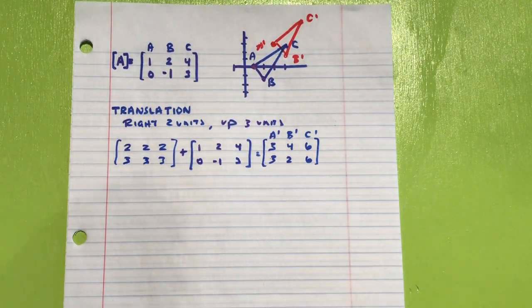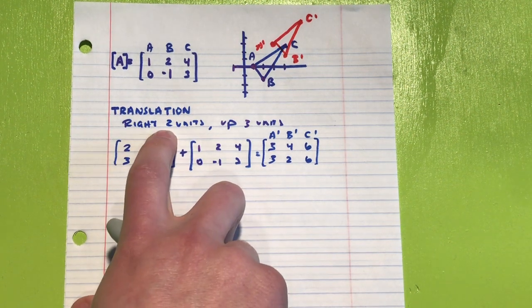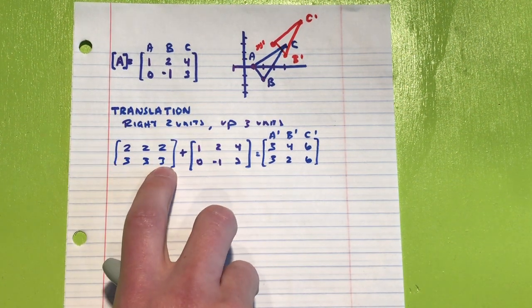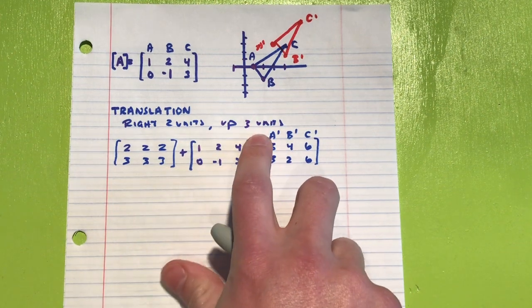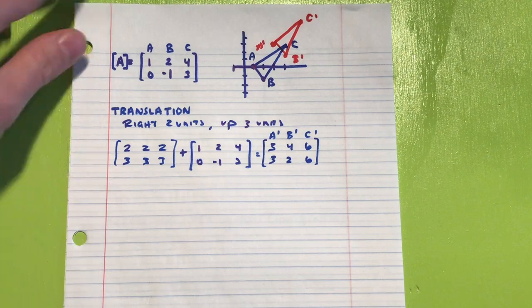We have a translation. So whatever we're translating by, we fill the top row by that many units, and fill the bottom row, the y values, by however many units, whatever magnitude we are shifting horizontally and vertically.